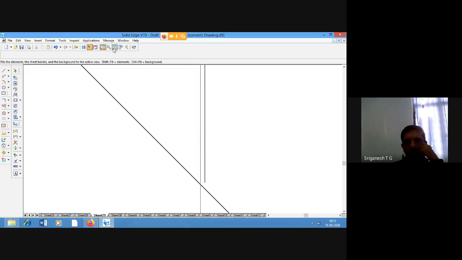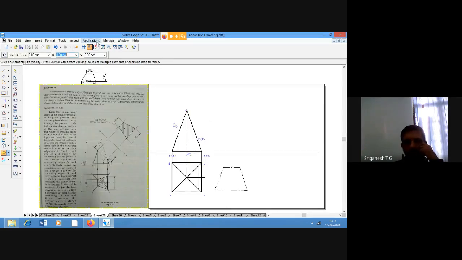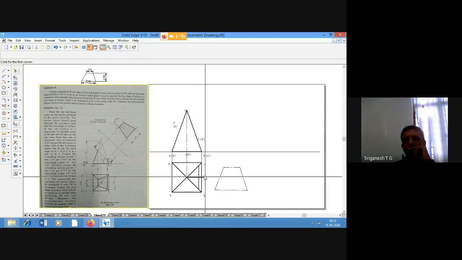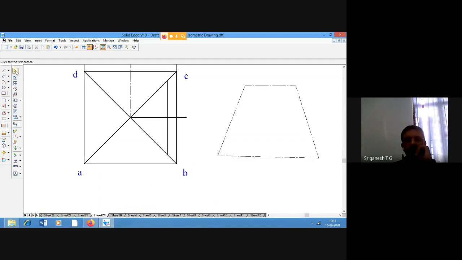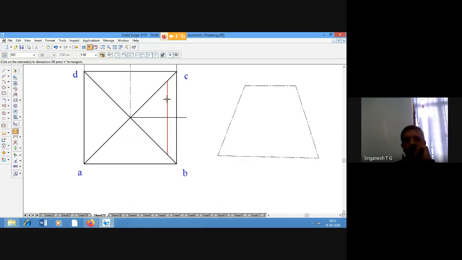Okay, still there is some gap. Can anyone measure the distance and tell me how much it is? I want this particular distance. What is the distance from here to here? Anyone?